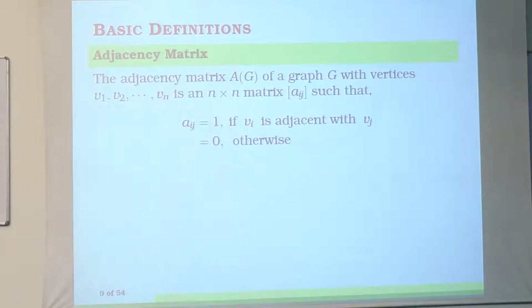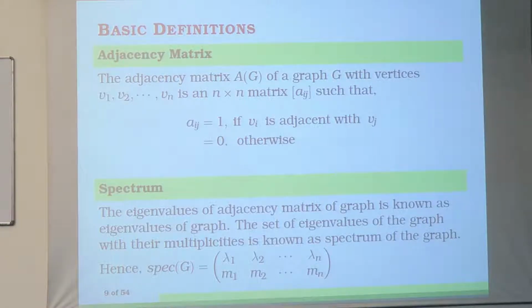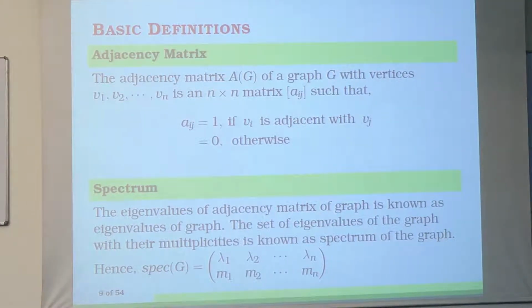The concept of the adjacency matrix is very well known to us, and the spectrum. The eigenvalues of the adjacency matrix of a graph are known as the eigenvalues of the graph, and the set of eigenvalues of the graph with their multiplicities is written as follows. The first row is the list of eigenvalues, while the second row shows the multiplicity of the corresponding eigenvalues, and this list is known as the spectrum of G.